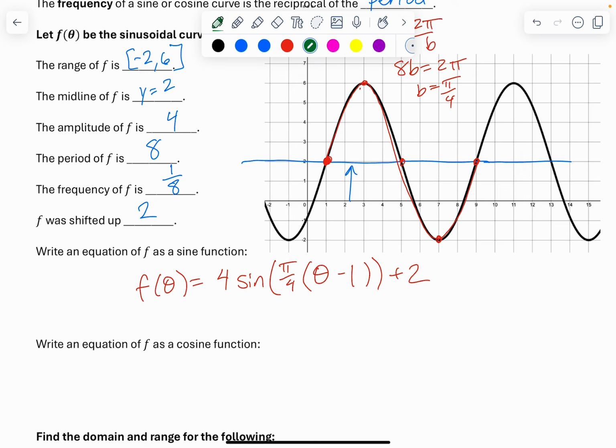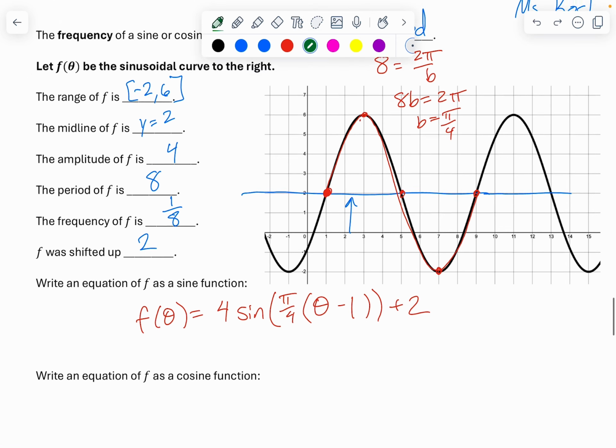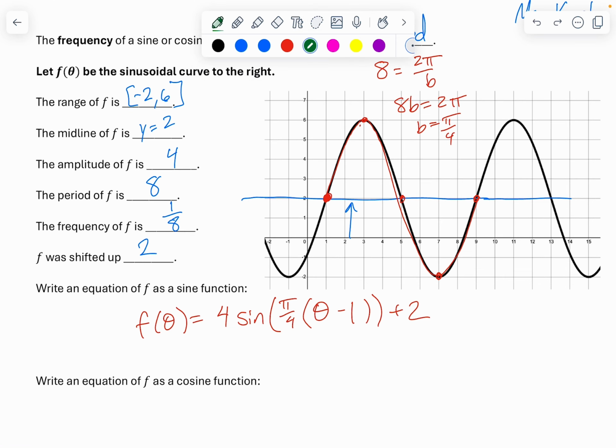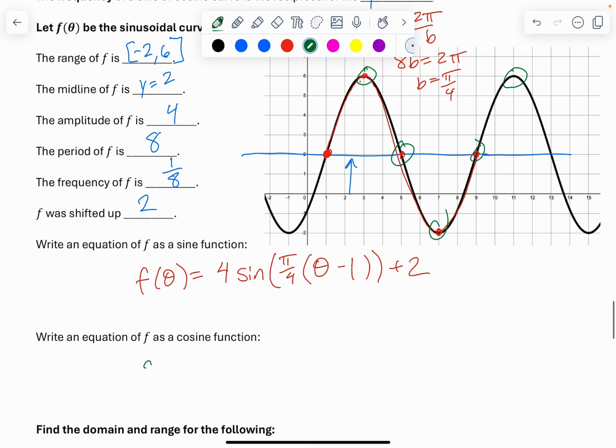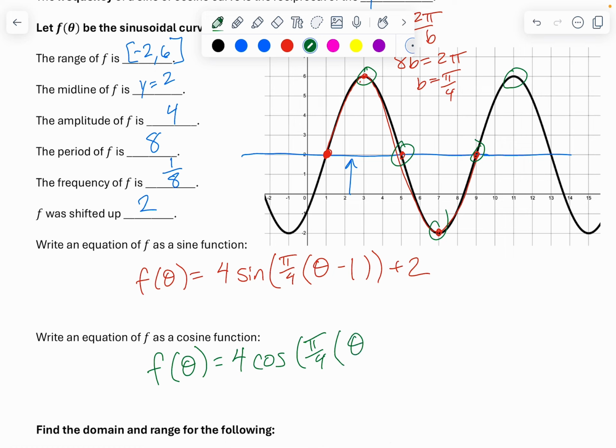You'll notice, too, I wrote an equation. I didn't write the equation because there are infinitely many equations, and I'll show you what I'm talking about in just a second. So with cosine, I may say, well, let's do 1, 2, 3, 4, 5 points like that. And then I can say this is still f of theta. If I start at the top up there, then it doesn't need a negative. And my period is still 8, so my b value is still pi over 4. I still have a theta, and I'm still going to shift up 2.